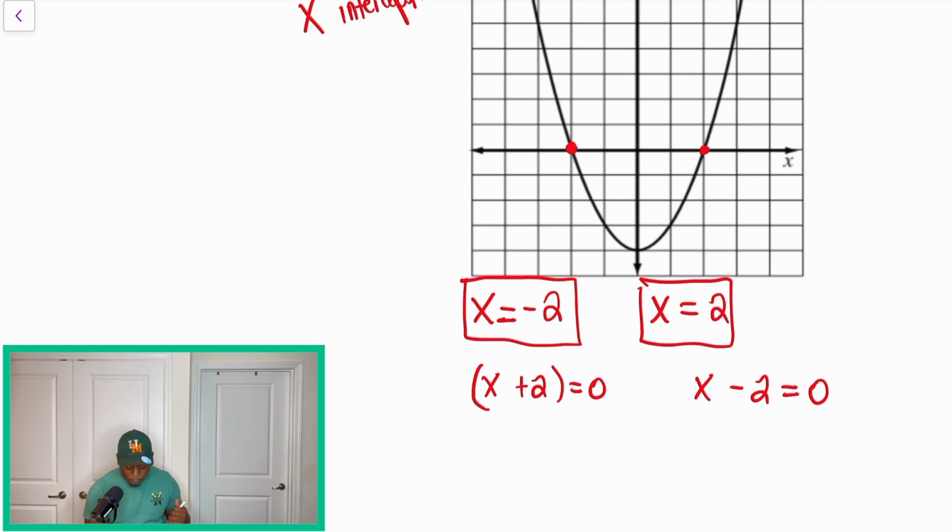Okay? So please just remember that, guys, when we're talking about the graph, we are talking about where that U-shaped graph crosses the x-axis, okay?